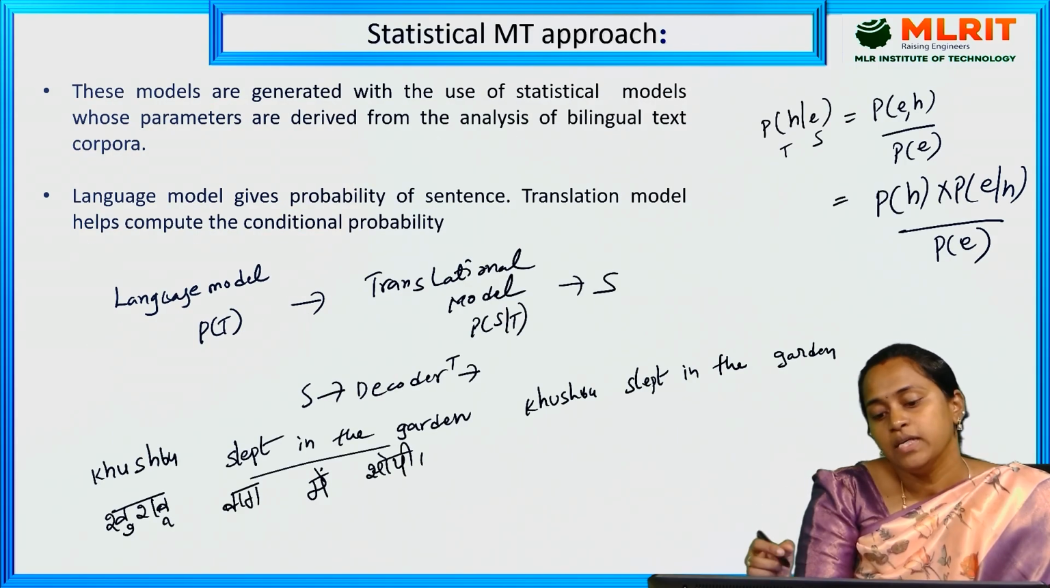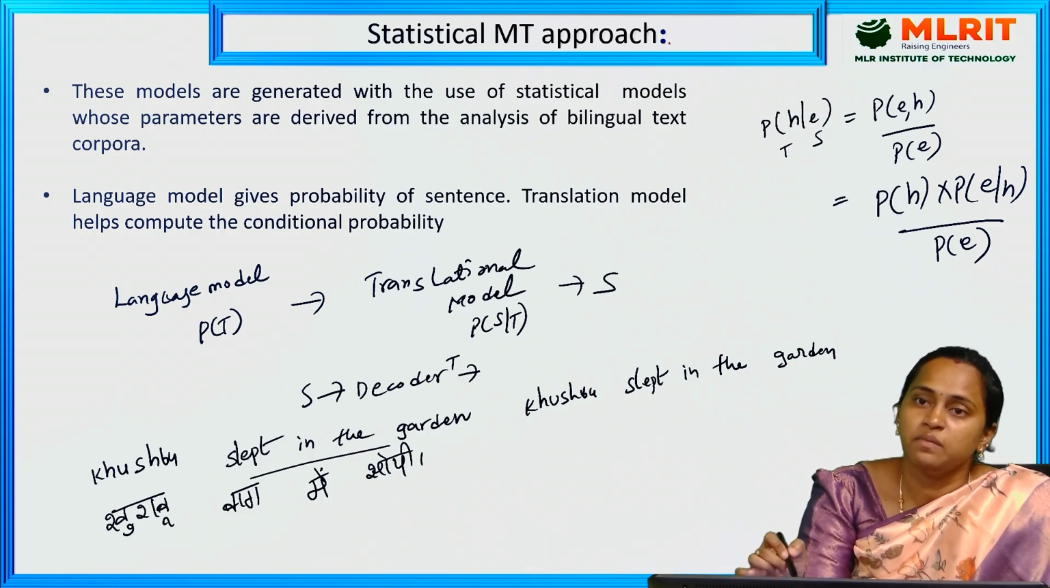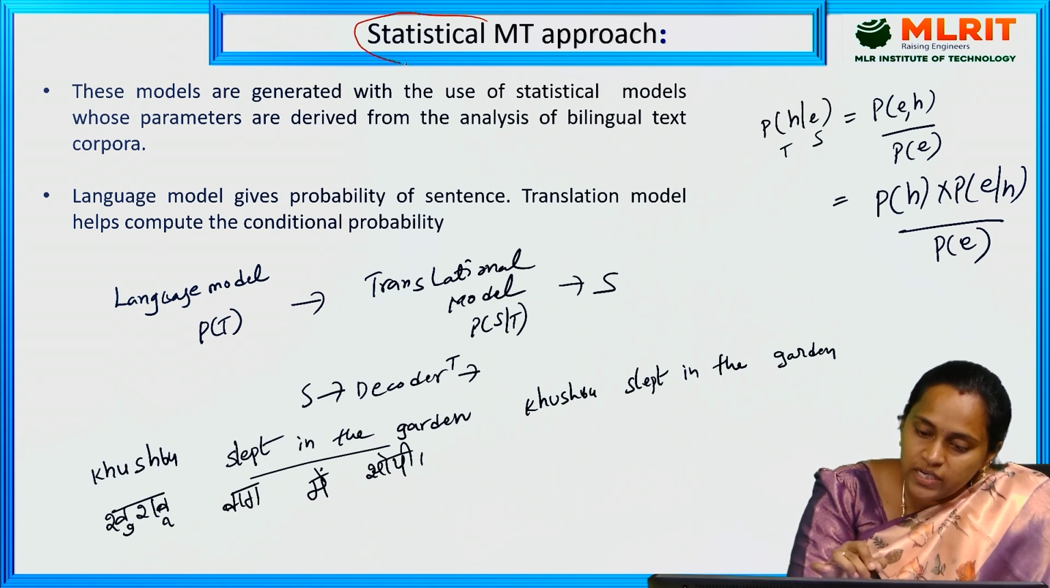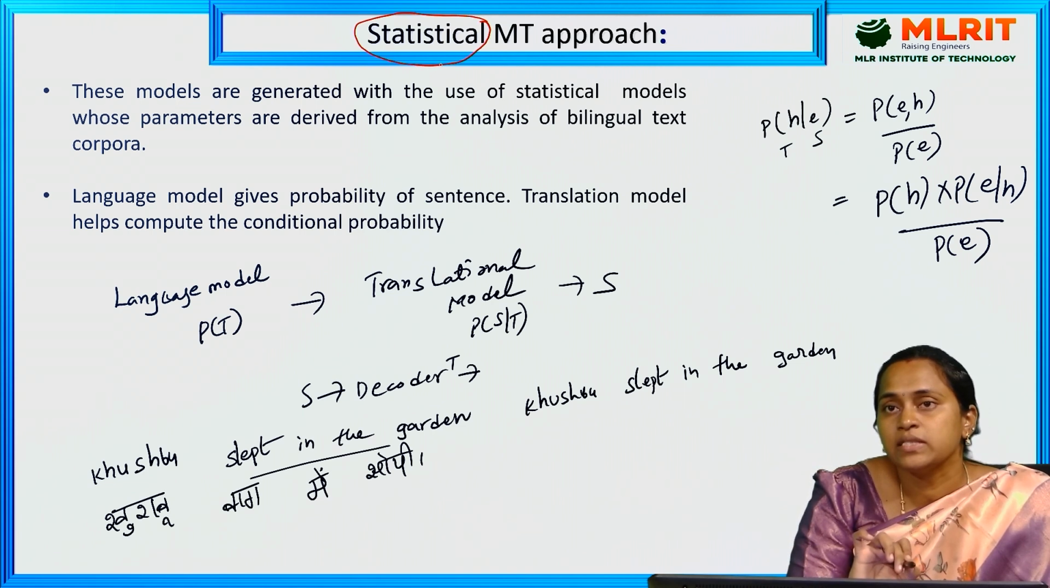Then the target sentence is synthesized, that means generation of the sentence in the target language. Next, the statistical machine translation approach. What is the meaning of statistical machine translation? Statistical models are one of the approaches in natural language processing. In the previous video we discussed statistical language models, that means n-gram models.